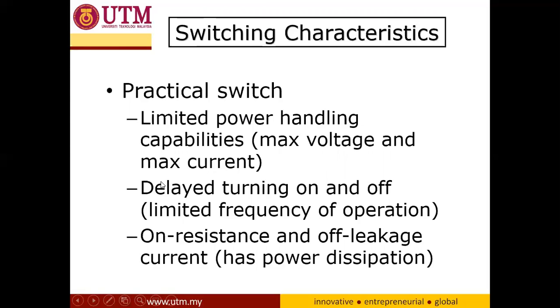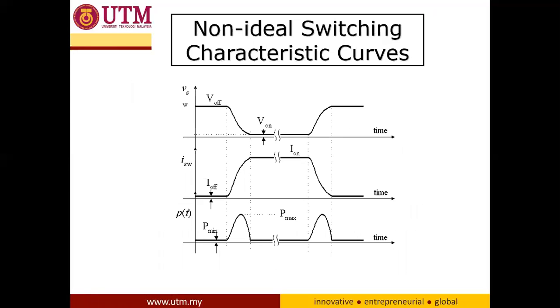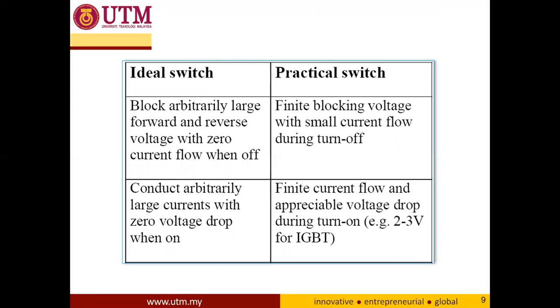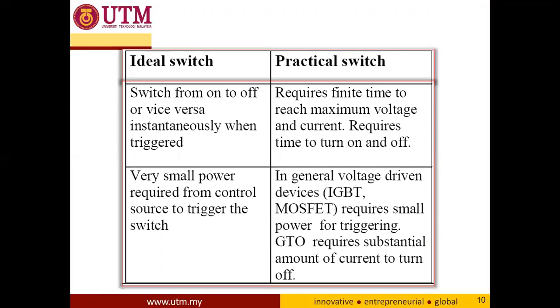The second one is the delay in turn-on and turn-off, meaning that when you want the device to turn on, it has maybe a millisecond or nanosecond delay. The third characteristic is that there is some internal resistance inside the devices, meaning that there are some power losses. So this is the table that summarizes the comparison of characteristics between the ideal and the practical switch. You can look at it.